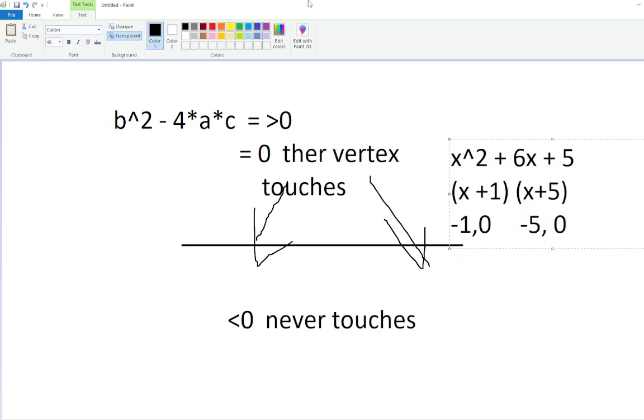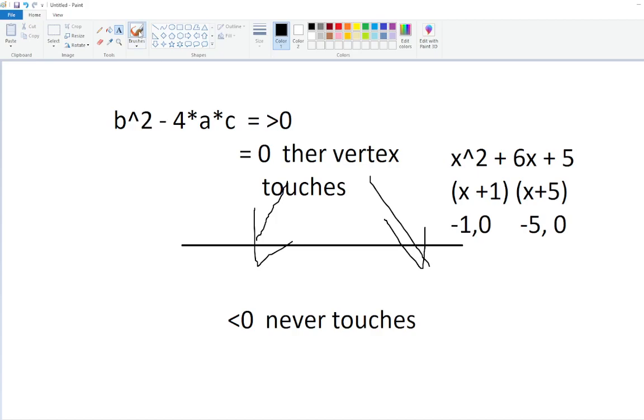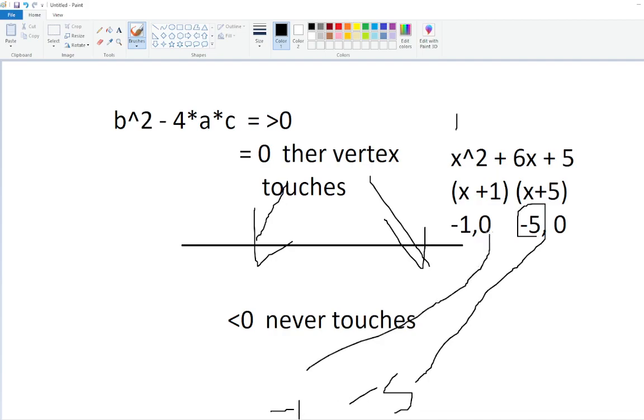Now, be aware that if you use the quadratic formula for this, where a is 1, b is 6, and c is 5, the quadratic formula will spit out minus 1 and minus 5. It will spit out the actual x-intercepts, whereas factoring spits out the factors and you have to take the opposite to find the x-intercept. So you should always factor first for break even.